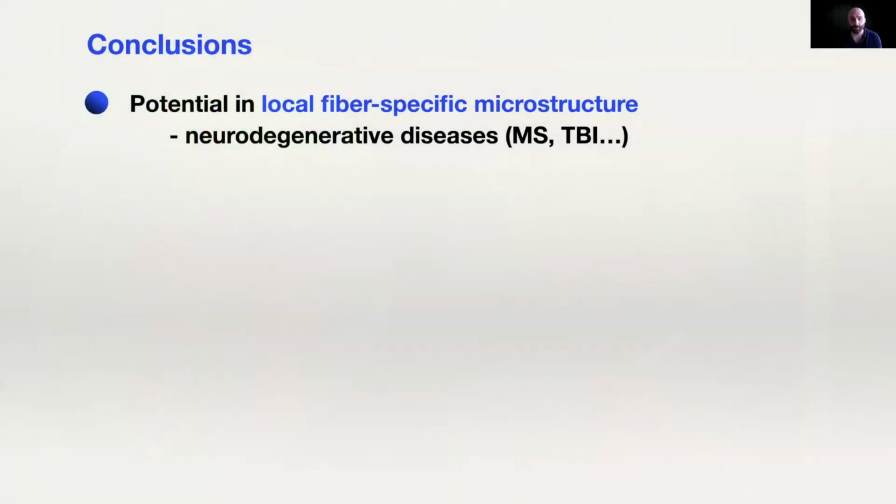So just to finish, this kind of clustering algorithm has potential to remain very local if you want. So it can be very local to assess fiber-specific microstructure, and you have a lot of very local diseases that can happen. For example, multiple sclerosis or traumatic brain injuries that you may want to track locally along a certain tract. So that's something that can be done using this, definitely. You just have to implement it.